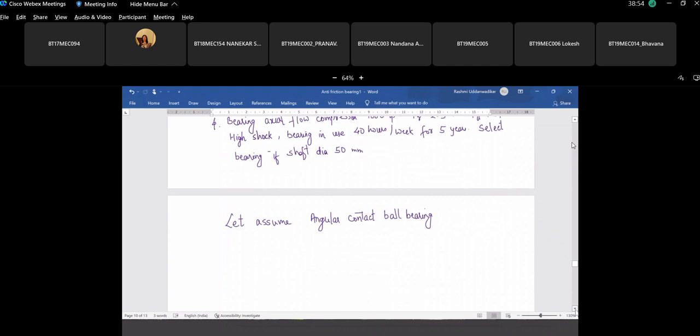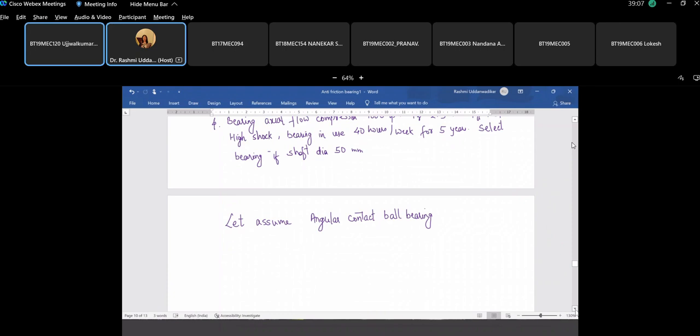Yes, ma'am. How is angular contact ball bearing different from deep groove ball bearing? Ma'am, the line of contact is at an angle and not perpendicular. So how is that beneficial? It takes axial load. Good. Okay. So let us find out its life first, and then we'll check for its loading.